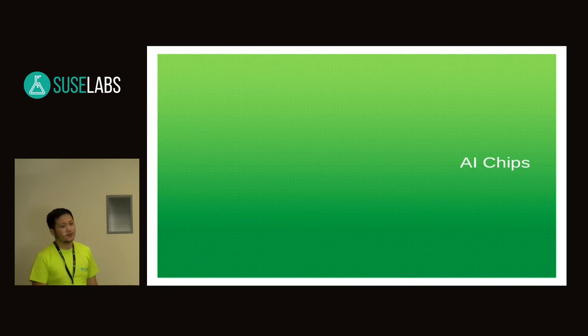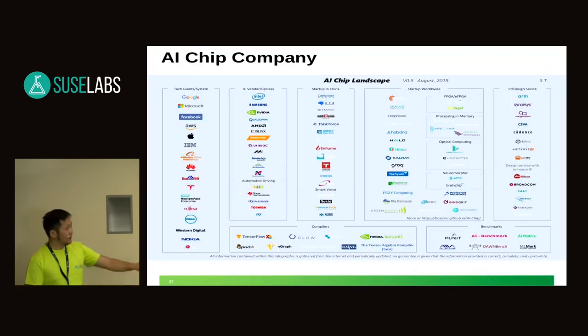Now, let's go to the most exciting part, AI chips. Here is a landscape of who works on AI chips today. There are almost 100 companies, including giant internet companies like Google, AWS, Facebook, Apple, IBM, and also a lot of startup companies outside. I'm not sure about you, but for me, I'm quite curious why.